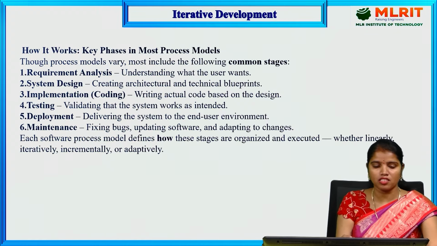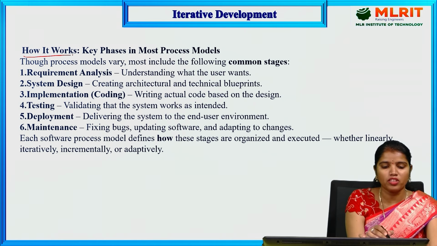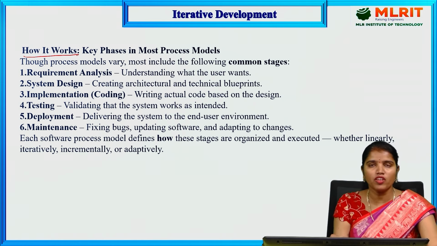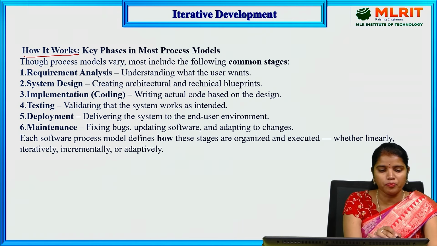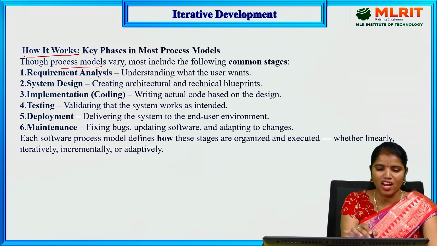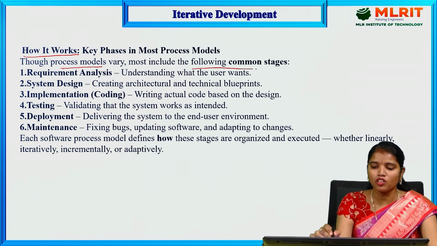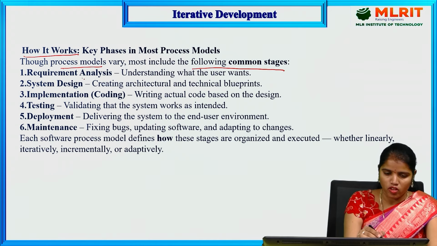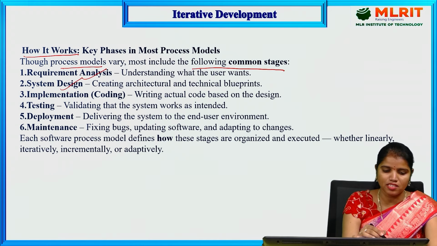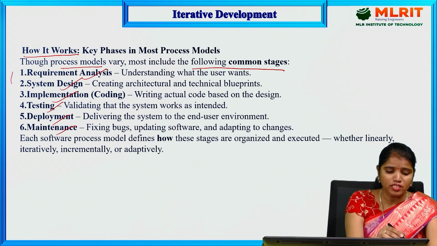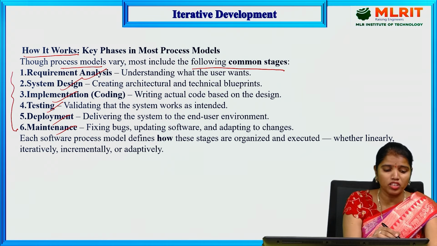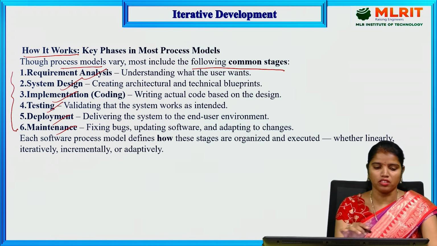Next, let us discuss how the iteration works. The key phases in most process models may vary, but most include the following common stages: requirement analysis, system design, implementation, testing, deployment, and maintenance. As we know, these are the six phases that are included in the iteration model.